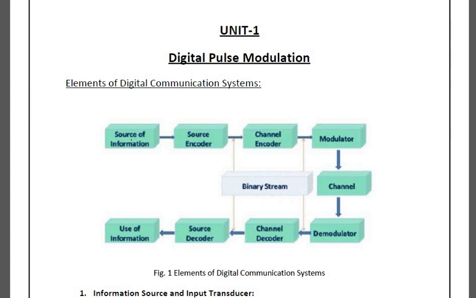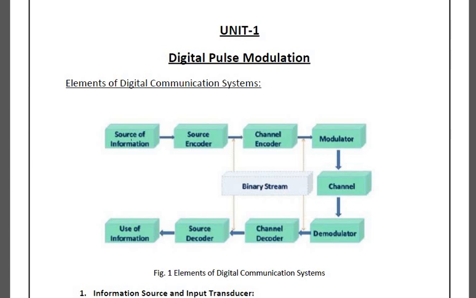Okay, then you will have the modulator. So what is the modulator? The modulator converts the bit streams into a waveform suitable for transmission. For that you have different kinds of modulation techniques, similar to analog communication, like amplitude, phase, and frequency. Here also you have three different kinds of modulation schemes: amplitude shift keying, phase shift keying, and frequency shift keying. So here the modulation converts the bit streams into a waveform suitable for transmission over a communication channel.